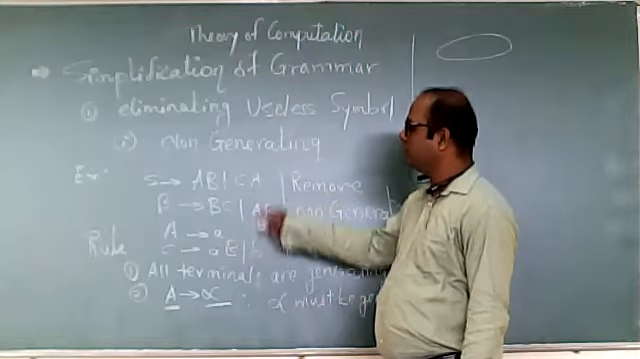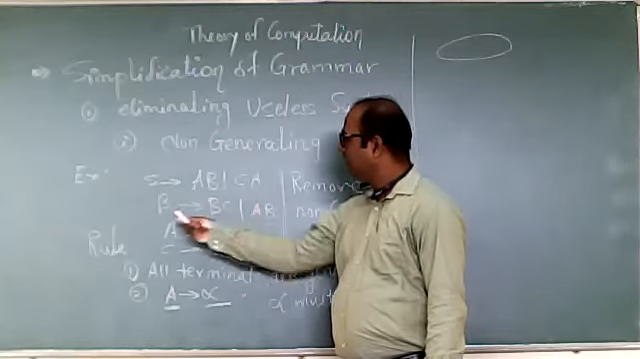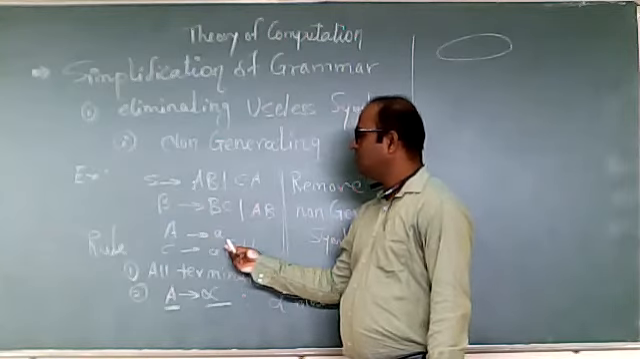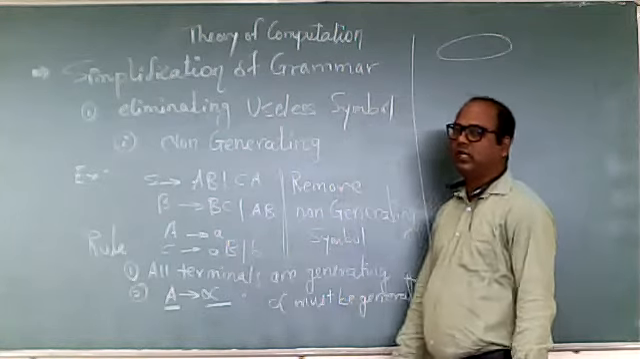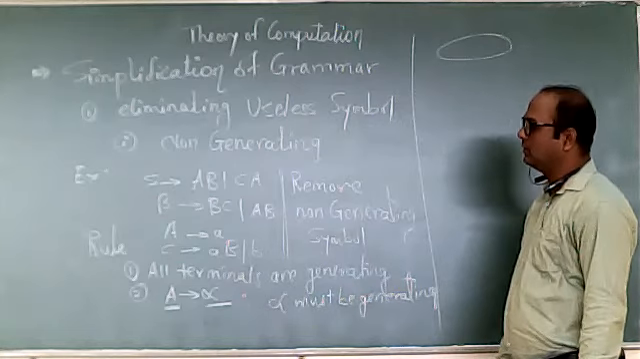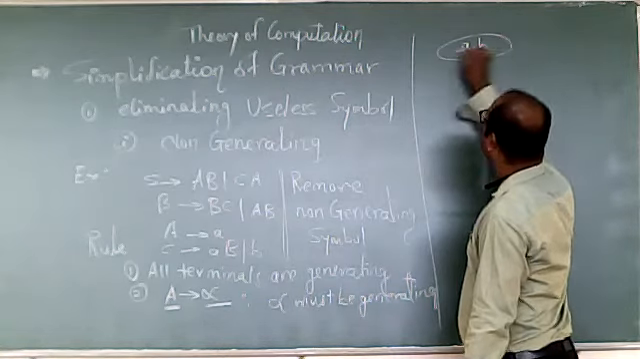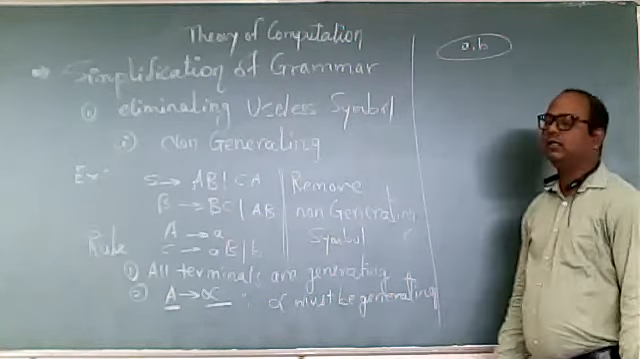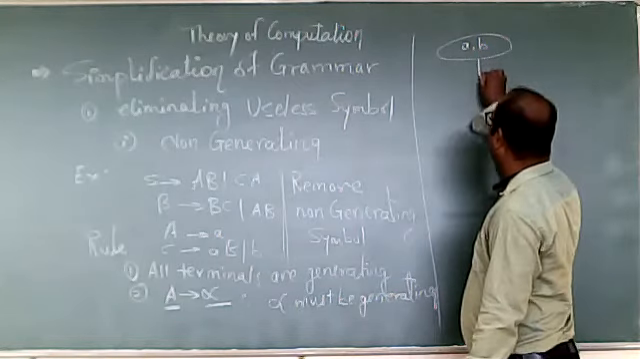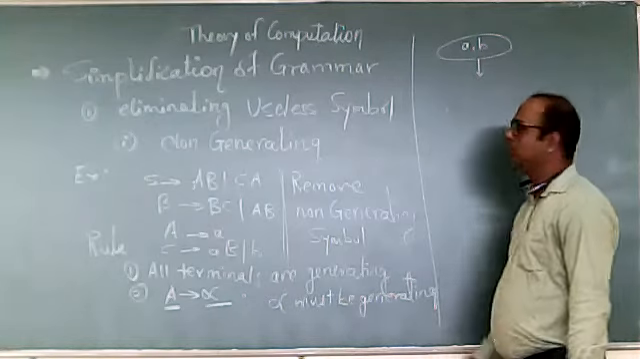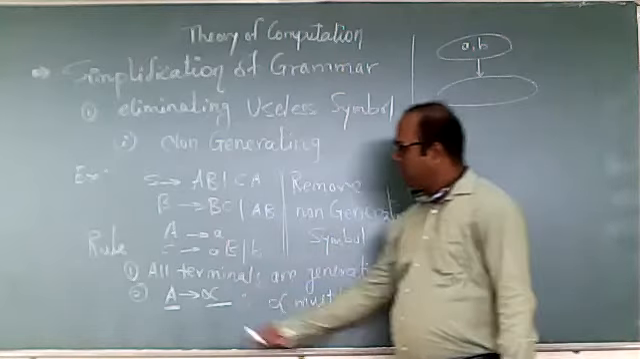From these four productions, what are the terminals? S produces AB or CA, B produces BC or AB, A produces A or small a, C produces small a, B or small b. As we know, terminals are always written in small letters, variables in capital letters. So from here we come to know that there are two terminals, and these two terminals are generating. So the first set of generating symbols will be your terminal symbols. Now next, we'll use the second rule.